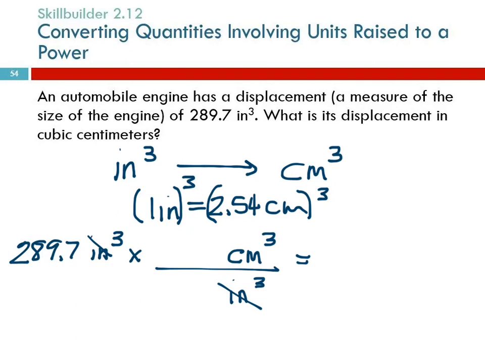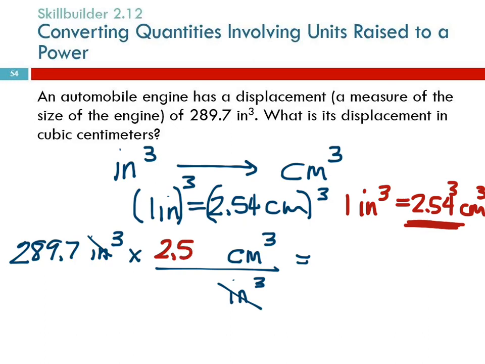So I'll rewrite that over here on the side. This is exactly what I did on the previous slide. 1 cubed is just 1, right? Because 1 times 1 times 1, you could do that all day long, it's still just 1. So 1 cubic inch is 2.54 cubed centimeters cubed. So this is the number that goes with the centimeters. It's 2.54 cubed.